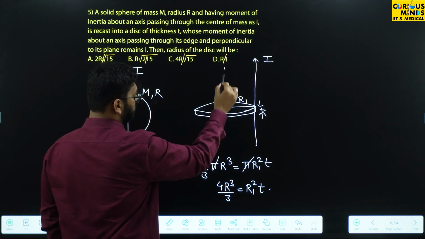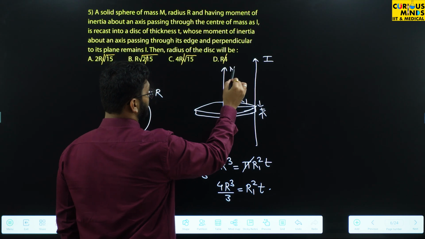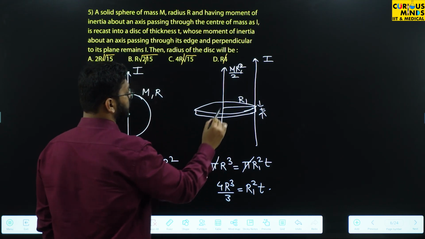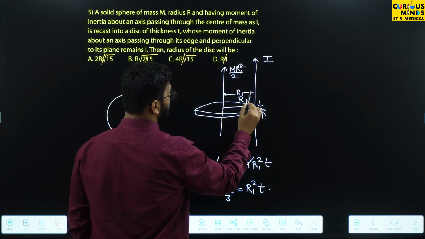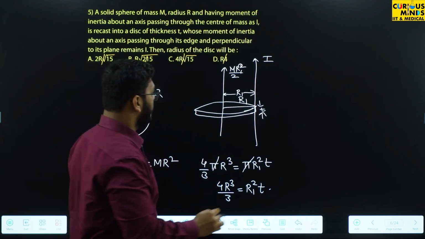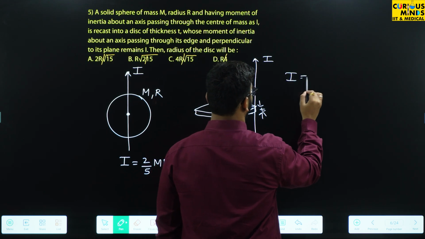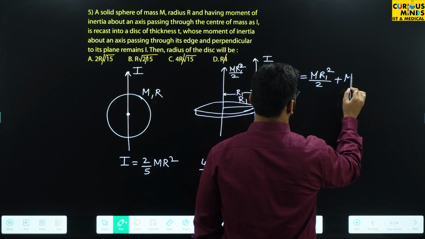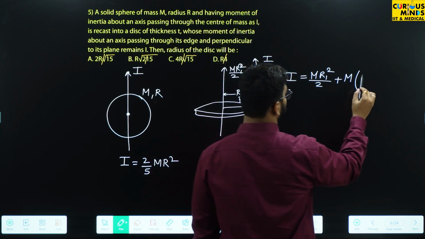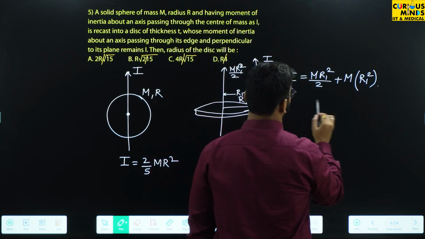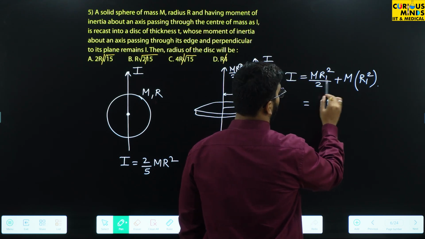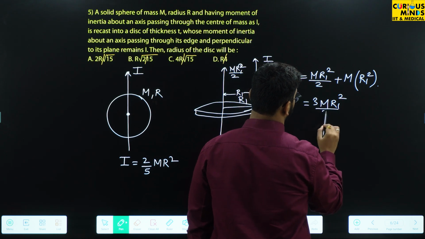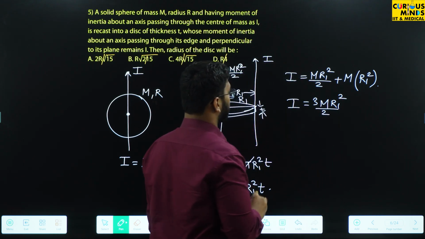So now what is this I? Obviously, this moment of inertia about the center is m r1 square by 2, and this distance is r1. So we can use the parallel axis theorem, right? So I is equal to m r1 square by 2 plus m into r1 square, right? So this is m, see, half plus 1 is 3 by 2. So this is 3 m r1 square by 2. This is the moment of inertia, right?